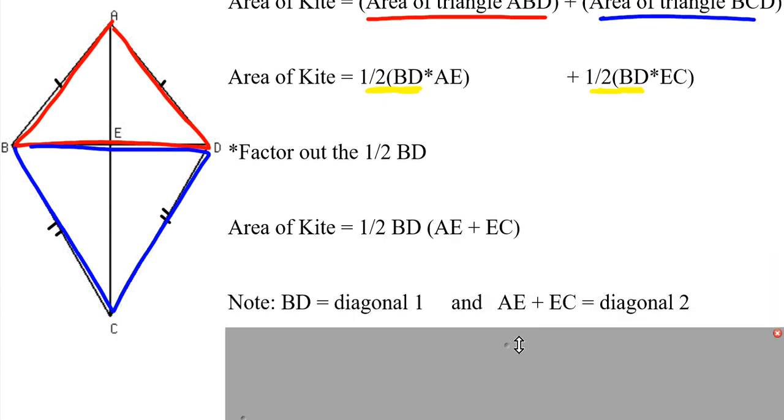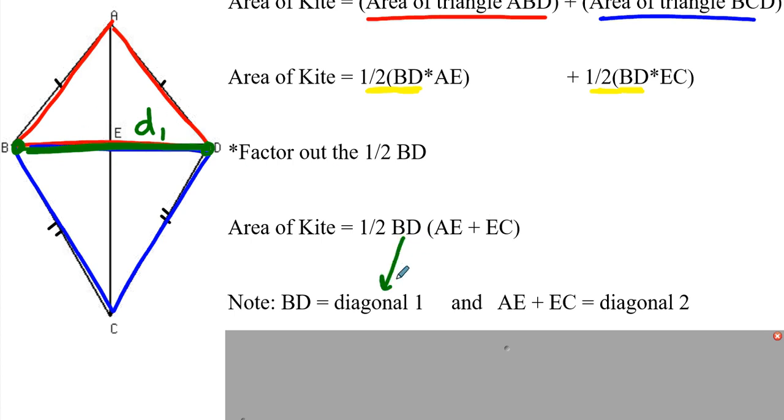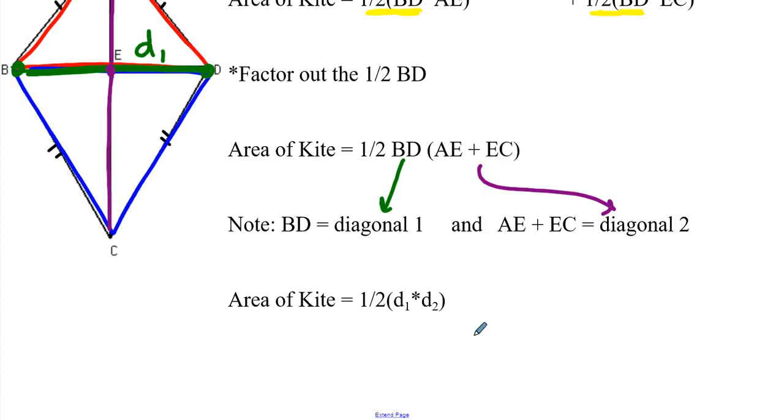But now look, note that BD is actually diagonal 1. The distance from here to here, that is diagonal 1. Doesn't matter which one you call diagonal 1 and diagonal 2, but just note BD is one of the diagonals. And look at what the other one is. Purple, this one here. AE, which is here to here, plus EC. If I add those together, that is the other diagonal. So I have 1/2 of the green diagonal times the purple diagonal, and that is exactly what we were trying to show. It's 1/2 green diagonal times purple diagonal.